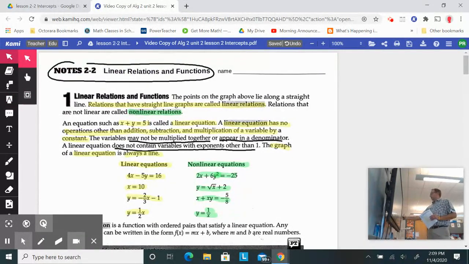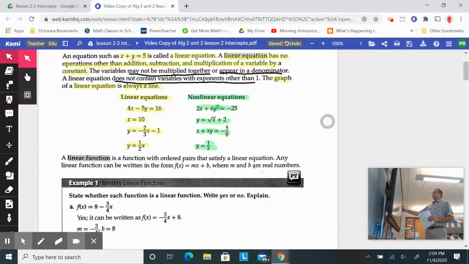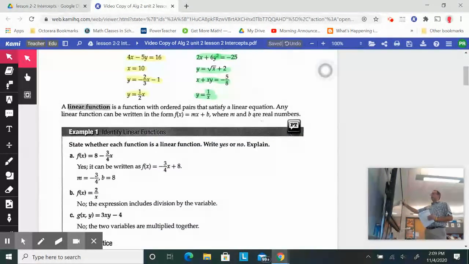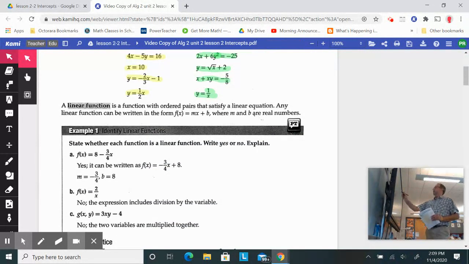Okay, so let's roll up here a little bit in our note sheet. So a linear function is a function with ordered pairs that satisfy a linear equation. Linear functions, linear equations, they're related. Any linear function can be written in this form. We talked about this the other day, this f of x, this function notation. And m and b are real numbers.